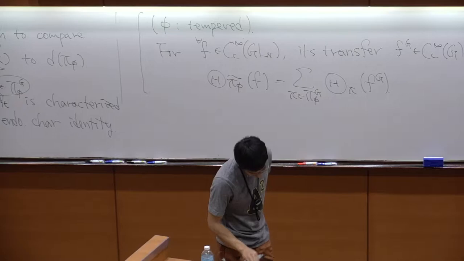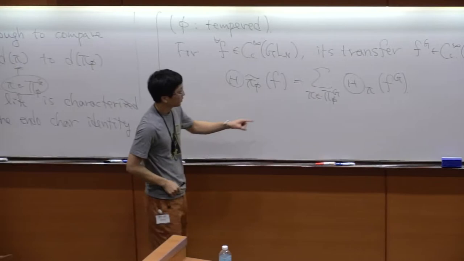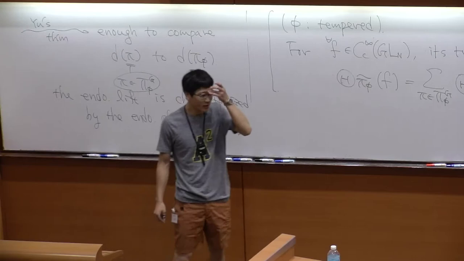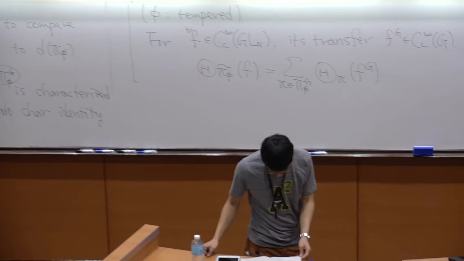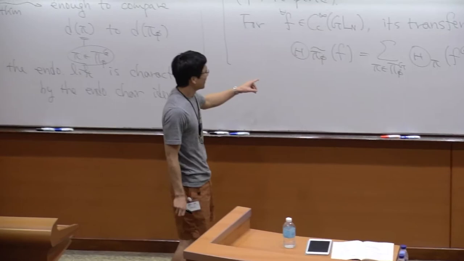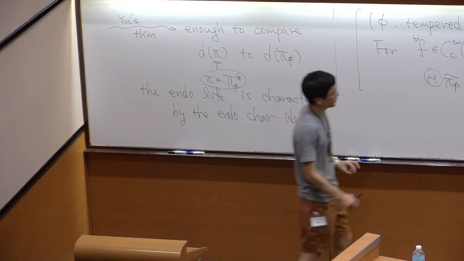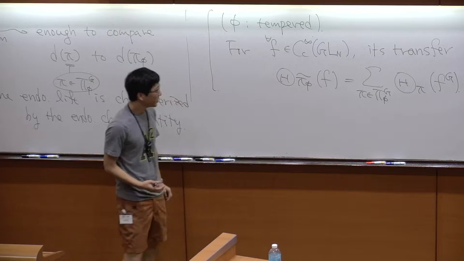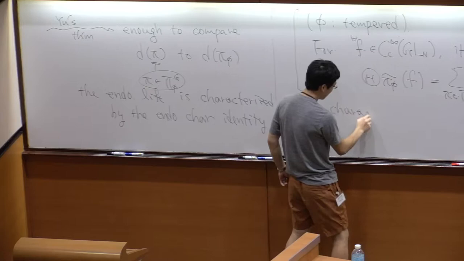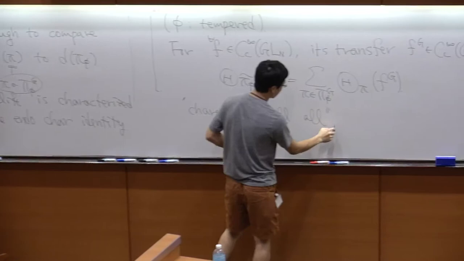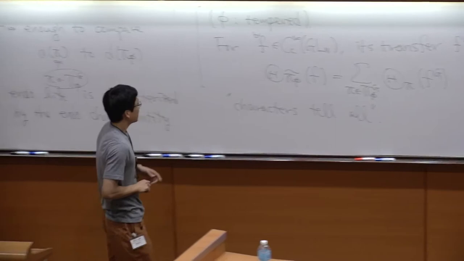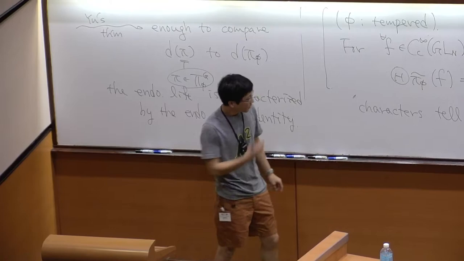And I think here I should note that in this endoscopic side, this is given by just a sum without any sign, because we are considering a tempered L packet. So I think this is a specialty of tempered L packets among L packets. And the important point is the operation of endoscopic lift can be characterized by this equality, because every representation can be determined uniquely by its character. So the slogan here is characters tell all. So our basic strategy is first to rephrase the notion of depth as a property of character, and second, to compare them by using this equality. It's the basic strategy.